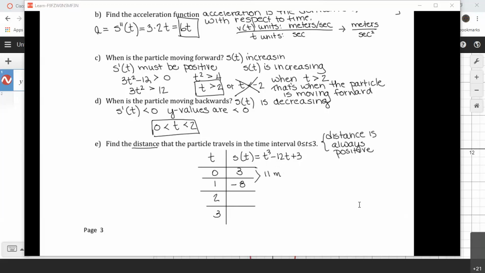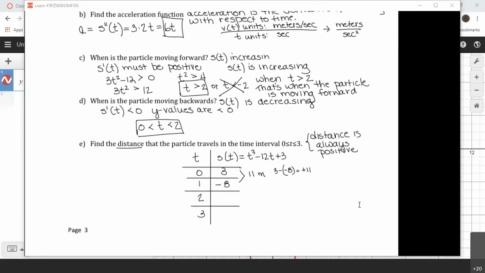It had to back up the 3 meters that it was ahead to get to 0, and then back up another 8 meters. You can do this again like this, 3 minus negative 8, that's a plus 11. Everybody see how I did that?